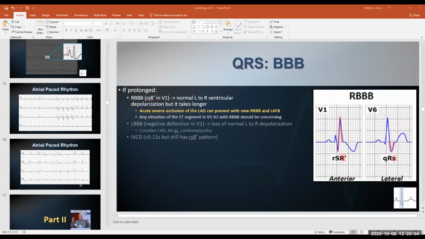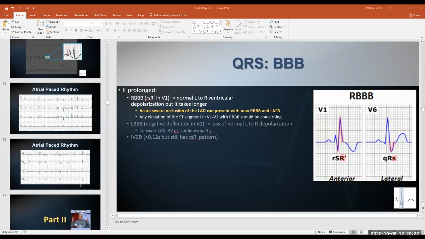So just know about fragmented QRSs, because I thought that was very interesting and I immediately added it to this PowerPoint when I learned about that. So let's now talk about bundle branch blocks. This is going to be a little prolonged because I'm going to go into both your left bundle branch blocks as well as your right bundle branch blocks. So again, we're thinking about things that are greater than 150 milliseconds. So if it's 120, you can consider potentially this being an incomplete bundle branch block.